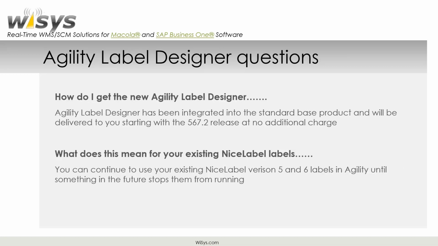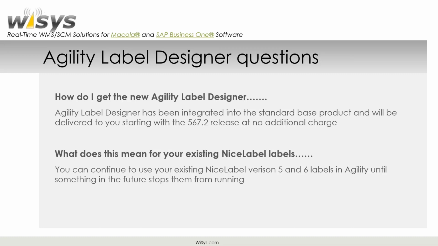So when we go through the Agility NiceLabel thing, some of the things you may ask, well, okay, how am I going to get it? With 567.2, the Agility Label Designer will be distributed to you automatically. It's part of the installation update. But you do have to install 567.2 to get that release. There is no charge for that. We are not putting any kind of additional charge for you to get that Label Designer. It's bundled up and part of the Agility product.